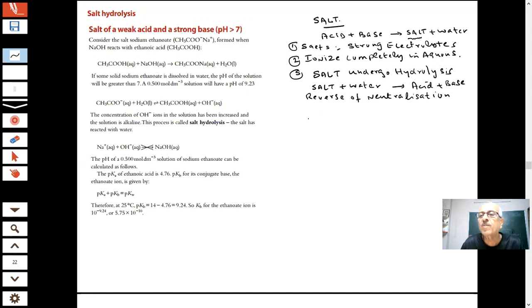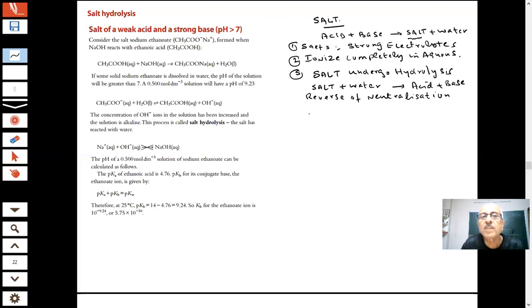But it depends where the cation is coming from and where the anion is coming from. So the solution could become acidic, basic, or neutral, depending on what type of salt you are having. Because salts can be formed from strong acid and strong base. Salt can be formed from weak acid and strong base. Or salt can be formed from strong acid and weak base. All possibilities are there. That's how the salt will be formed.